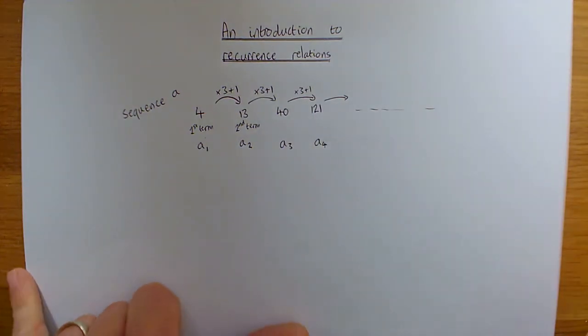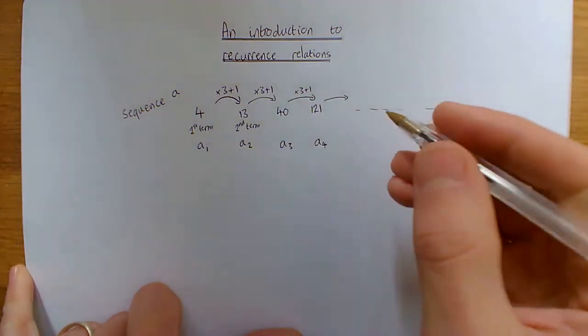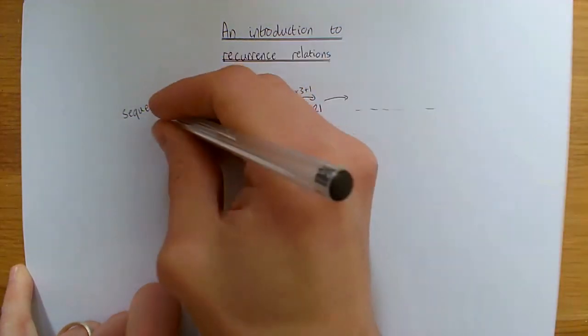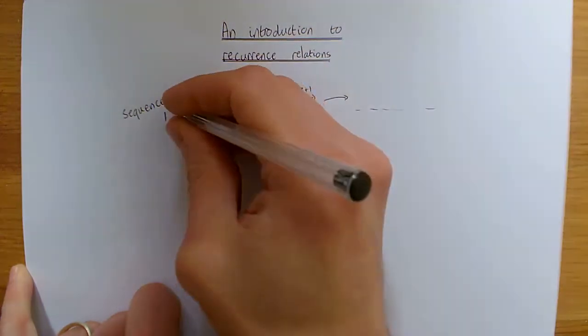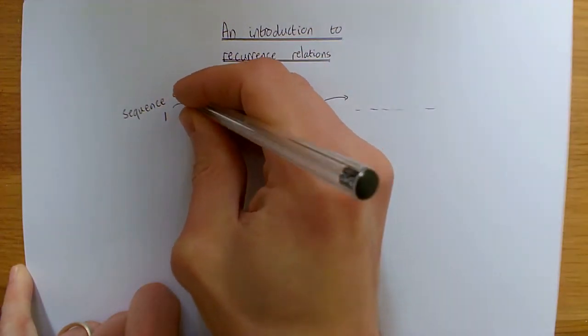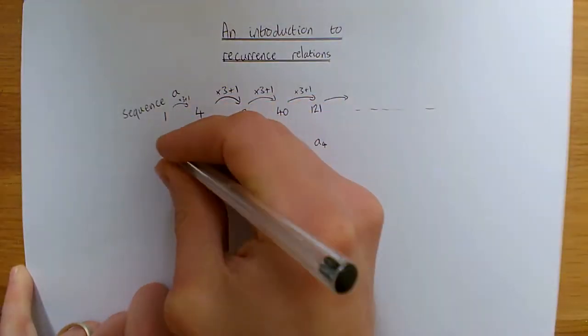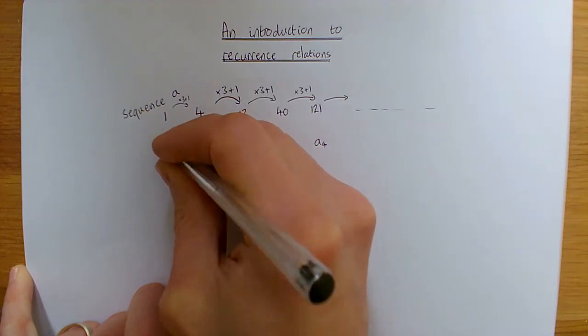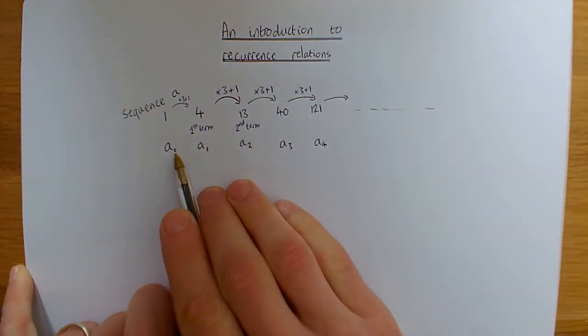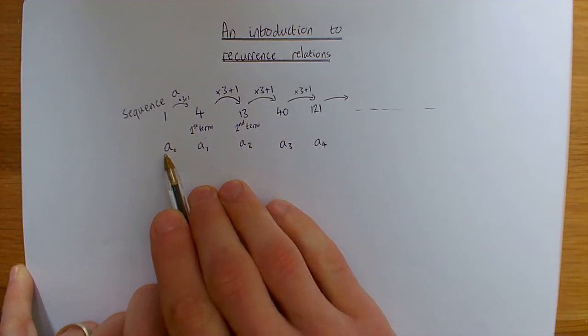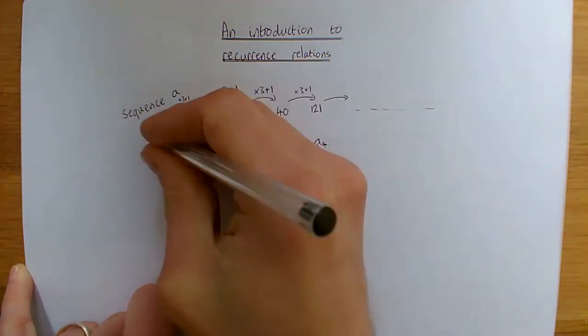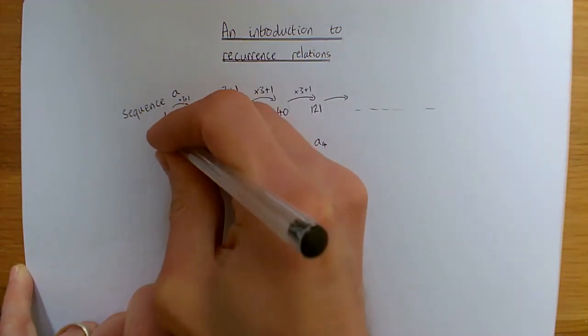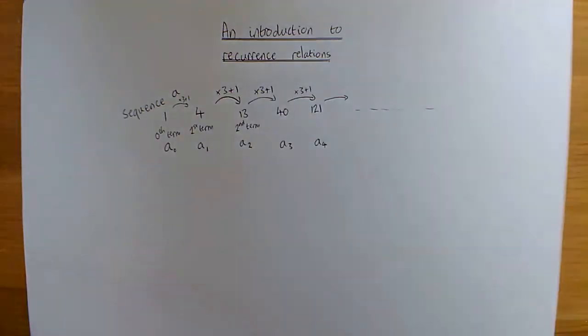There is something that comes up quite often when we're working with recurrence relations. If I took the number 1 and I times it by 3 and add 1, that would get me to 4. So often, when we're working with a recurrence relation, you'll actually start with term 0, and we call that A0. And that's just something to be aware of. We would call that the 0th term.